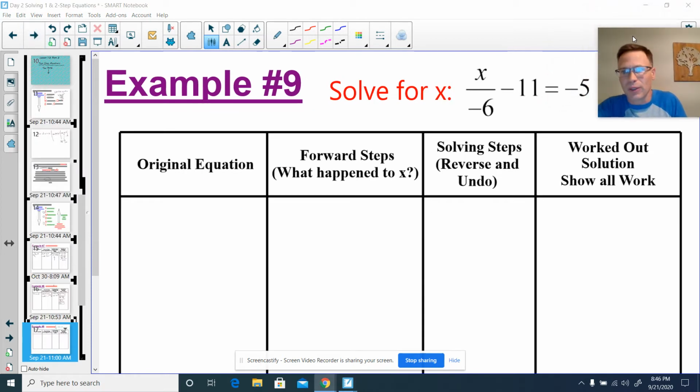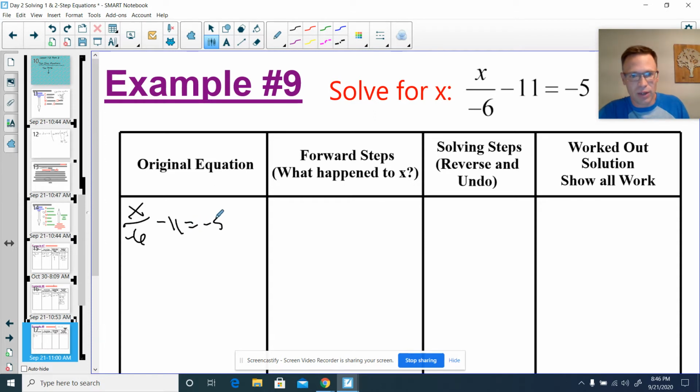So this one's a little bit different because we have a fraction here, right? But really a fraction just means we're dividing. That's all that's really happening. So I've got x, and I'll just say it, divided by negative 6. That's what it really is. Minus 11 is equal to negative 5.